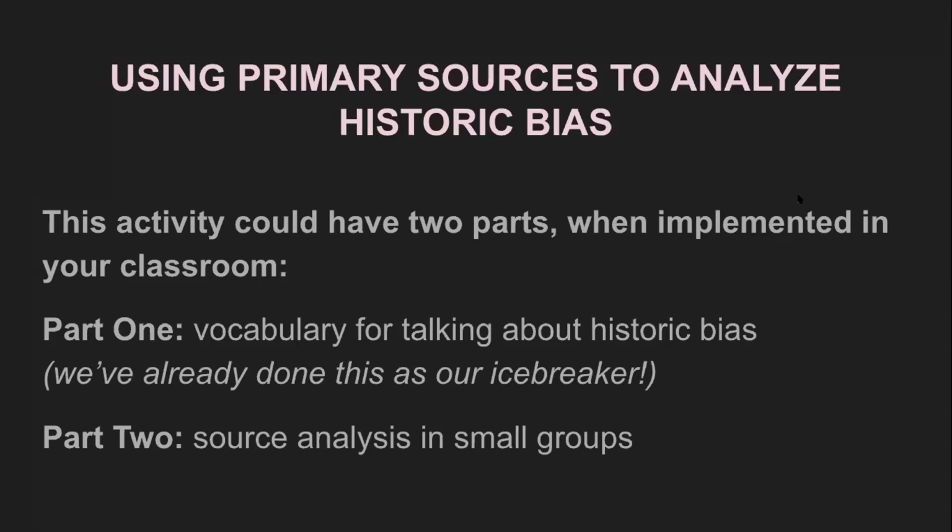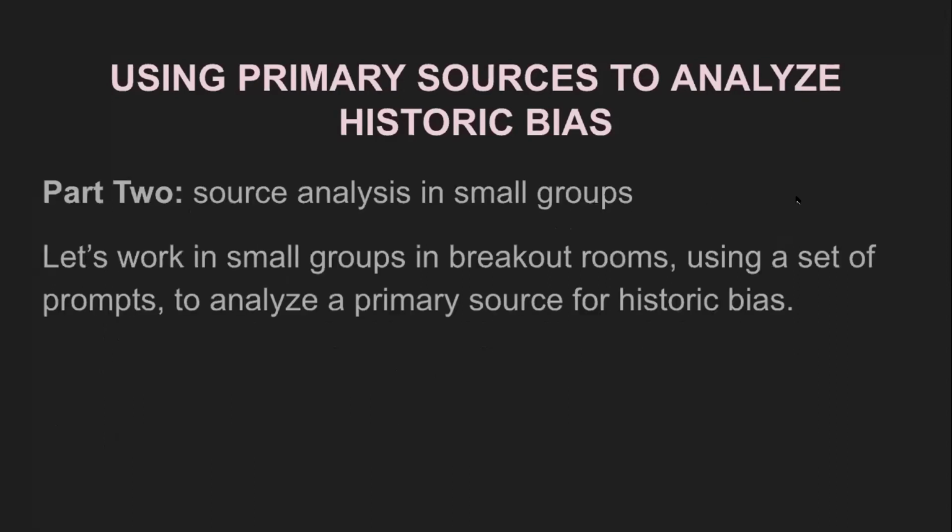And then part 2 that we're doing today is really diving into source analysis, and we will get to do some group work. We all love group work. We're going to use breakout rooms in a few moments to do that. We're going to work in small groups. I'm going to give you some instructions on what we'll be doing. We're going to use a set of prompts to analyze primary sources and talk about the historic bias that we see and think about how that complicates what we're learning from these sources. And then I'll explain what comes after that when we come back from breakout rooms.